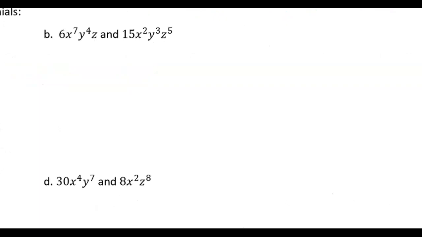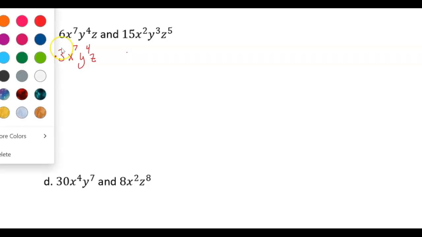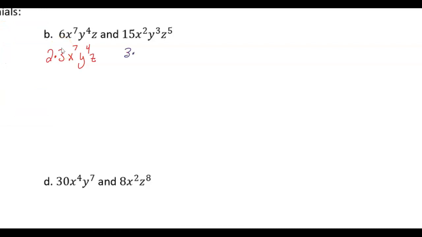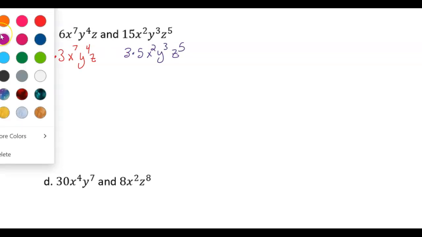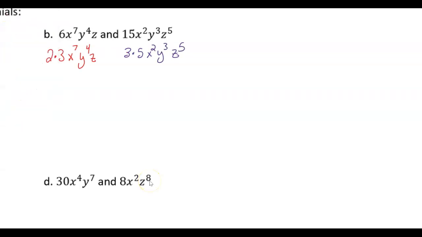All right, so break up your 6. Your 6 is 2 times 3, x to the 7th, y to the 4th, z. Okay, think about your 15. Your 15 is 3 times 5, and then x squared, y cubed, z to the 5th. Okay, so remember, we're comparing each one, and we're looking for the higher of each factor.